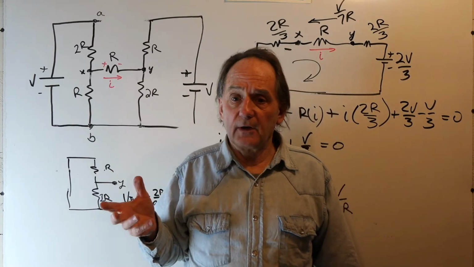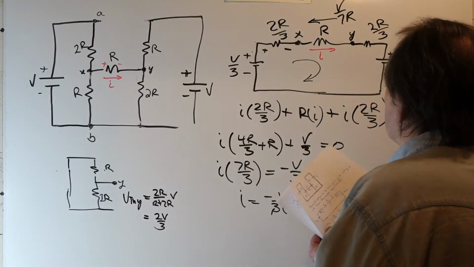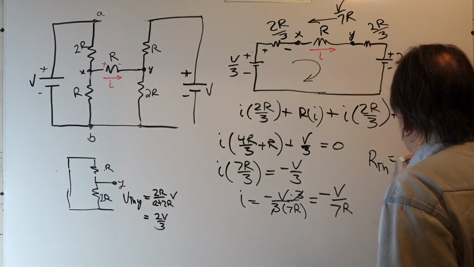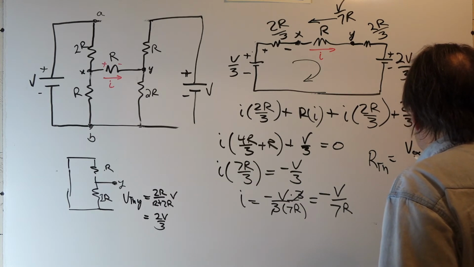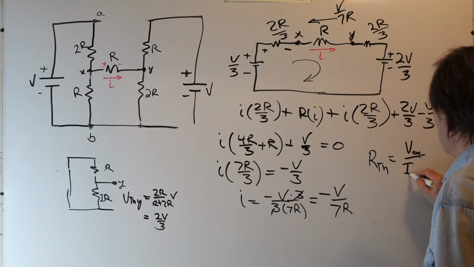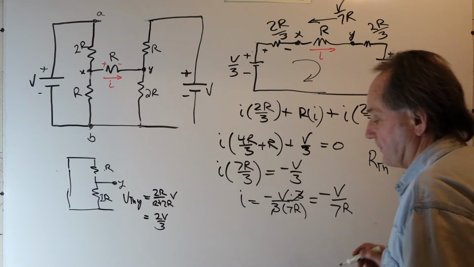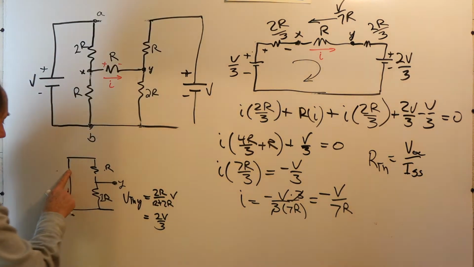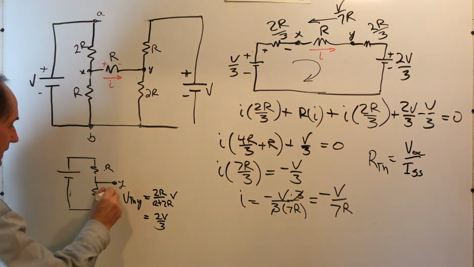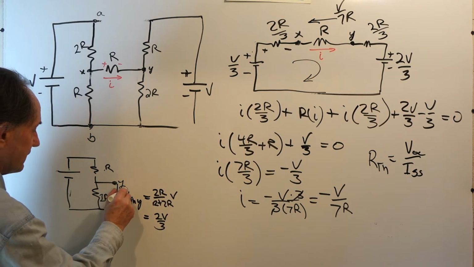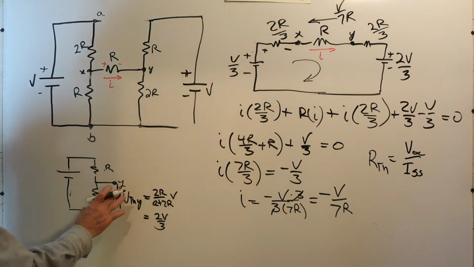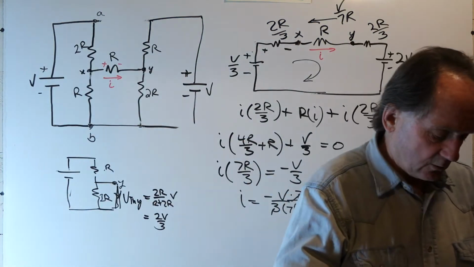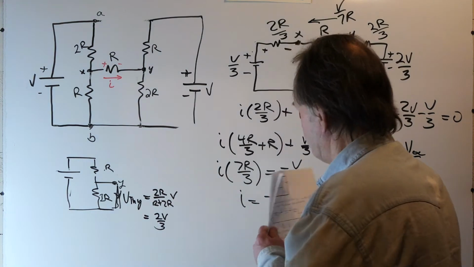The other way you can do it is, it turns out that the Thevenin impedance RTH is the ratio of the open circuit voltage at your terminals divided by the short circuit current. So if you short the terminals and get the short circuit current flowing, and you open the terminals and get the open circuit voltage, by ratioing those you get what the Thevenin impedance is.